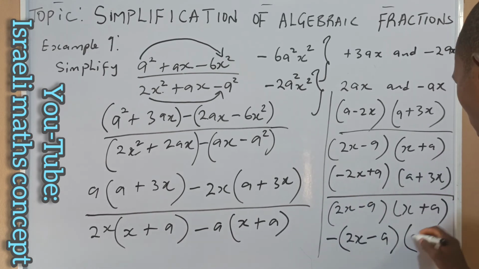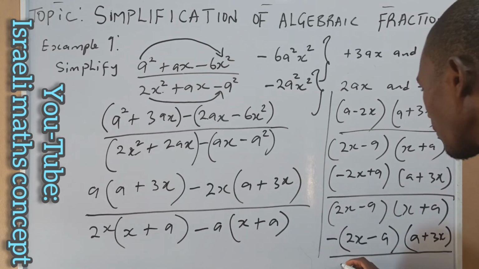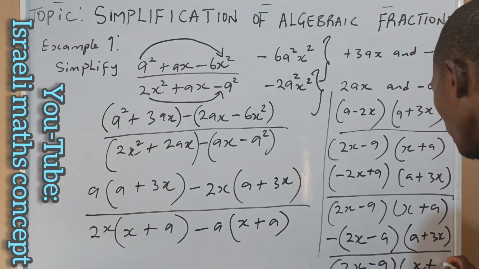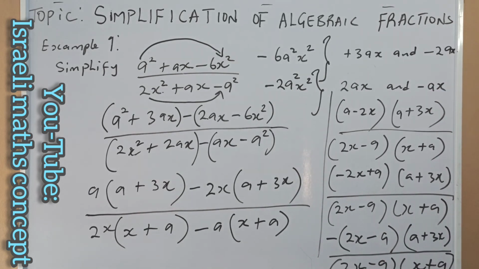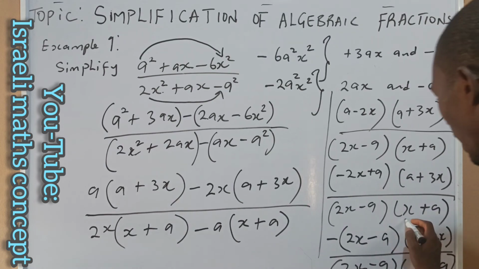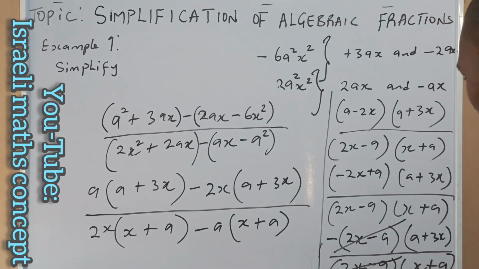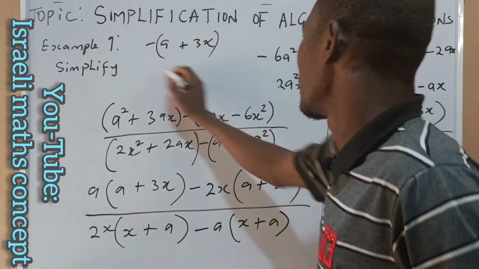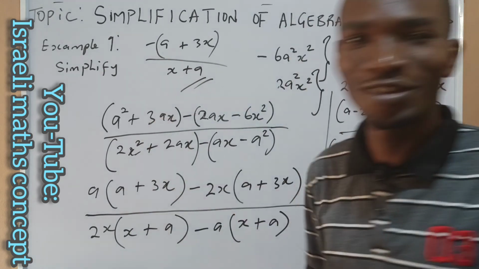Hence, this is bracket a plus 3x all over. Then we now have here 2x minus a, all in brackets x plus a. Now you can see that 2x minus a is the same thing as the expression 2x minus a. Hence, we can cancel out. And when we cancel out, we are left with minus a plus 3x, so we are left with minus a plus 3x all over x plus a. x plus a. Hence, this is your given answer.